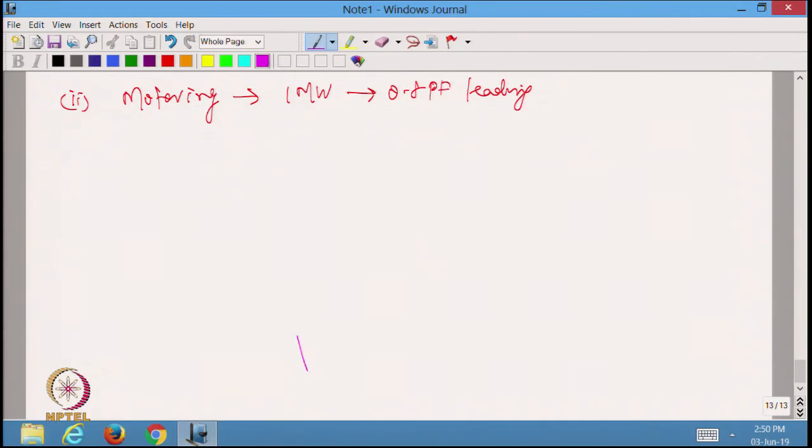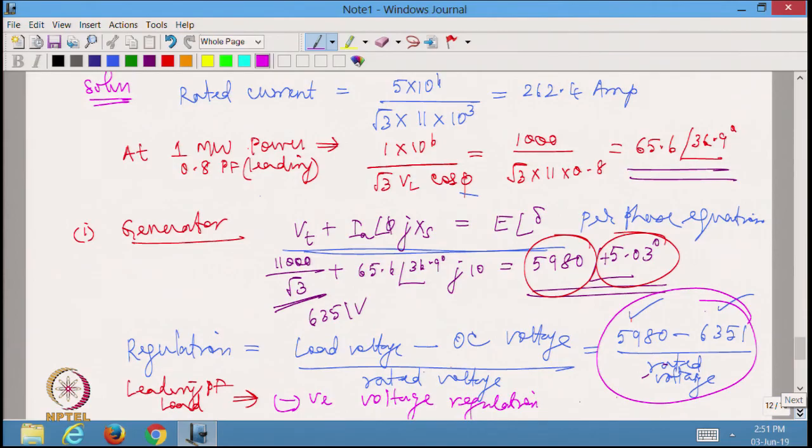All you need to do is, you have to say Vt, right, angle 0 minus Ia angle phi jXs gives me the back EMF or induced EMF, E angle delta. Here delta will automatically come out to be negative. So, we said 11,000 divided by root 3 minus Ia we had already calculated, Ia will not change, that is still 65.6.